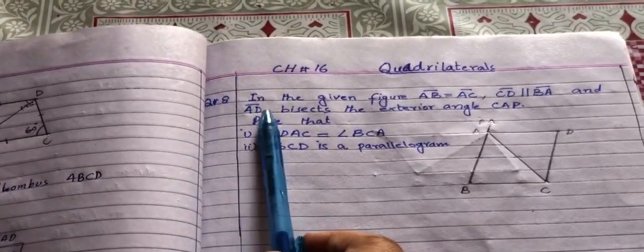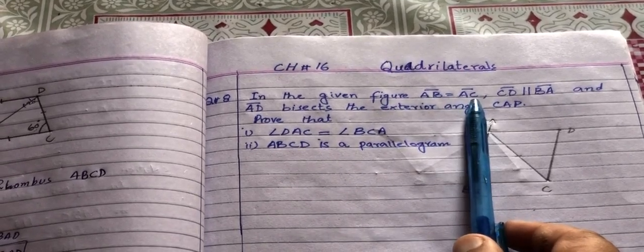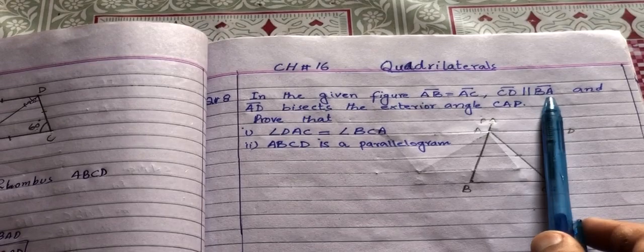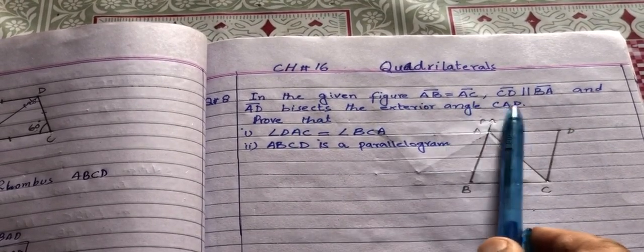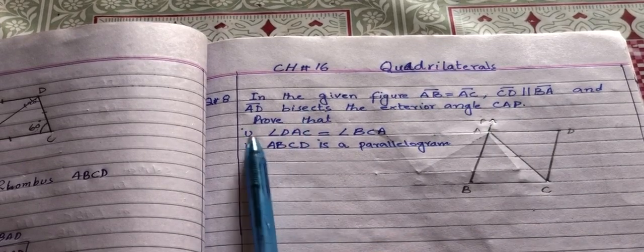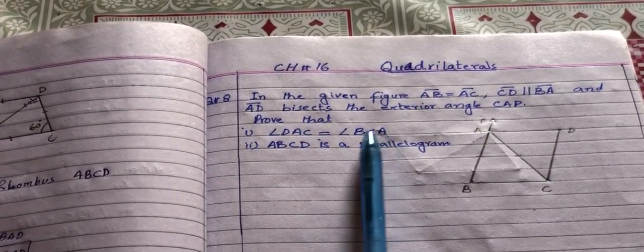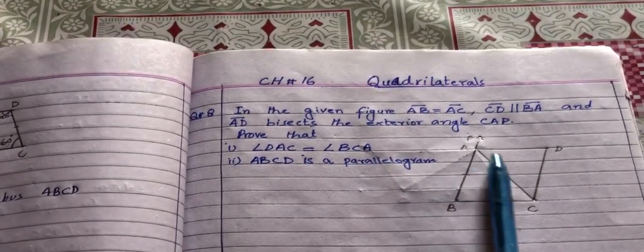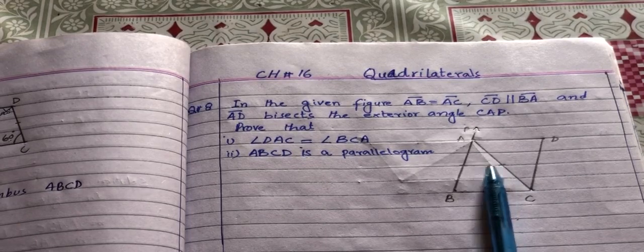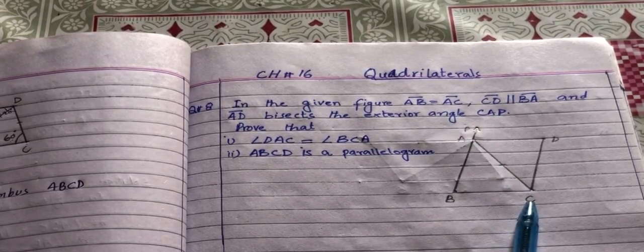Here the statement of question number 8 is: in the given figure, AB is equal to AC, CD is parallel to BA, and AD bisects the exterior angle CAP. We have to prove that angle DAC is equal to angle BCA, and the second one is ABCD is a parallelogram. So in this figure we can see that AB is equal to AC.